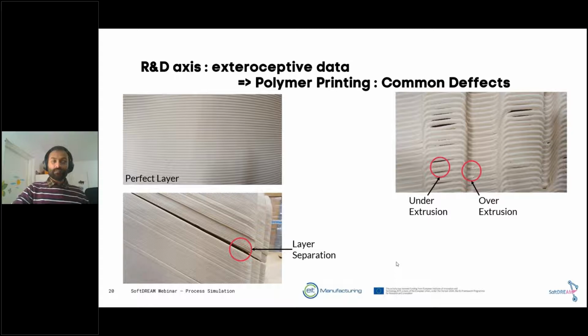Of course, if you take the literature, one of the papers said there are almost 26 common defect criteria. So we cannot take all of them. We'll try to address very few of them, out of which the main culprits for making a part fail are under extrusion, over extrusion, and layer separation. And this is with the extruder. Next, you can go to the next one.